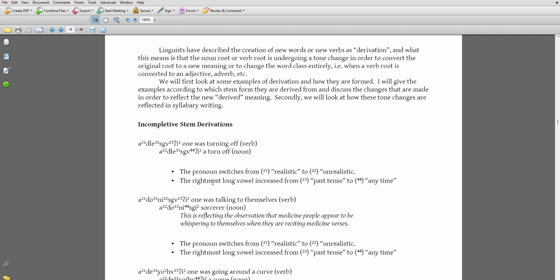Adoniskai. Adoniskai. One was talking to themselves. That's a verb. Adoniski, a sorcerer. That's a noun, an agentive noun. So this is reflecting the observation that medicine people appear to be whispering to themselves when they are reciting medicine verses or incantations. So the pronoun switches from 2-1 realistic to 2-2 unrealistic. The rightmost long vowel increased from 2-3 past tense to 4-4 anytime. So this is how you convert a verb in the incompletive stem to a noun.